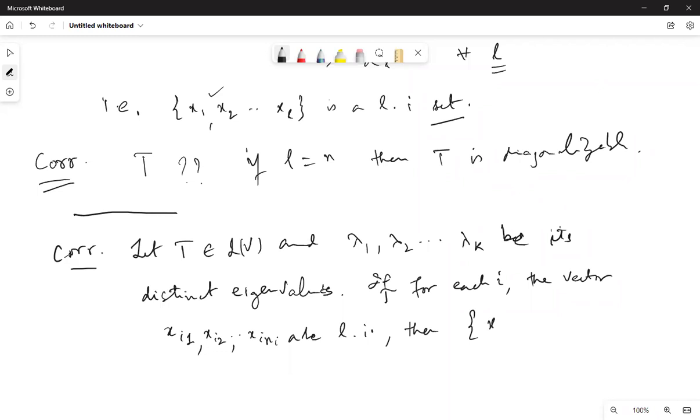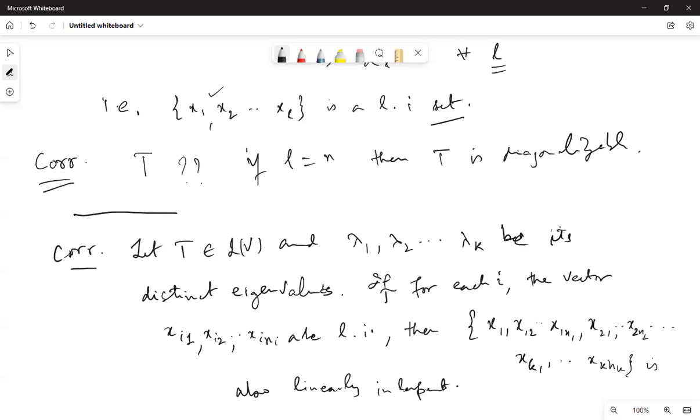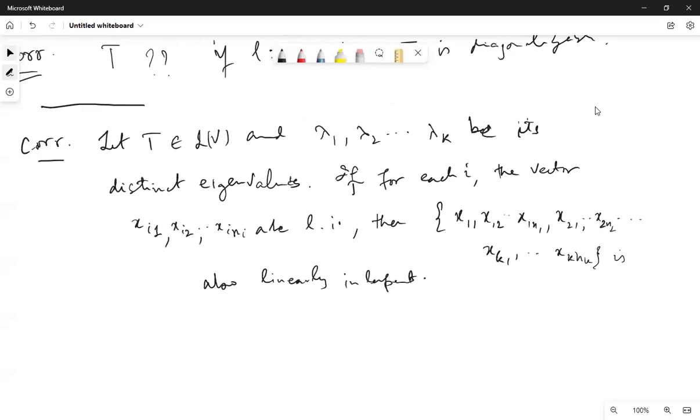the set x11, x12, ..., x1n1, x21, ..., x2n2, and so on, xk1, ..., xknk is also linearly independent. This is easy to see.